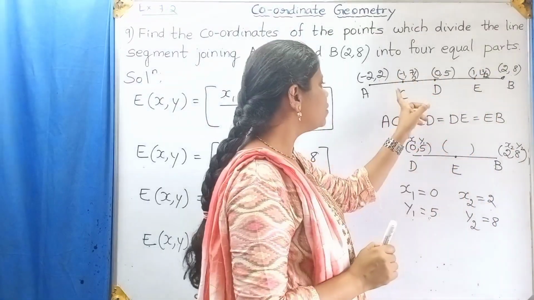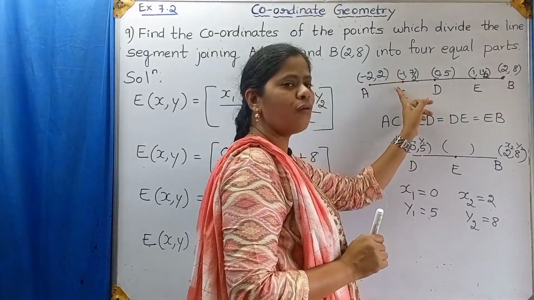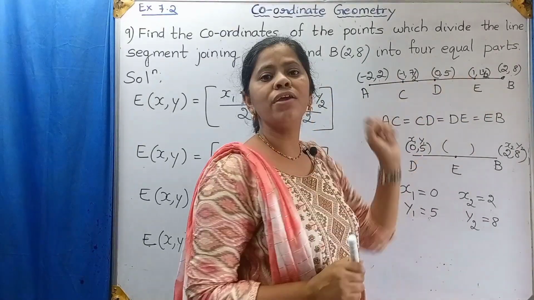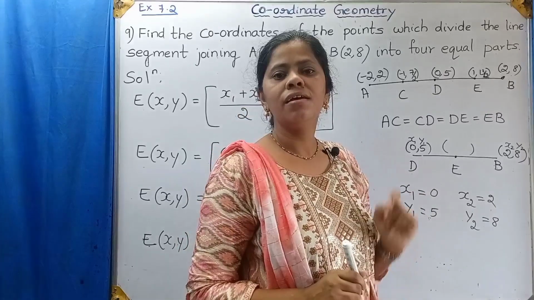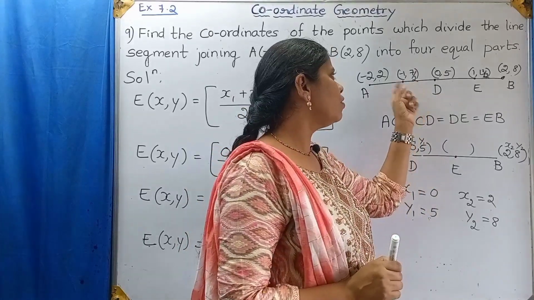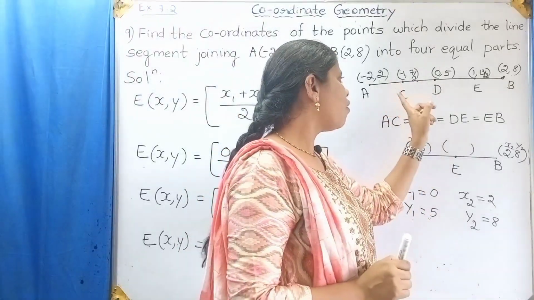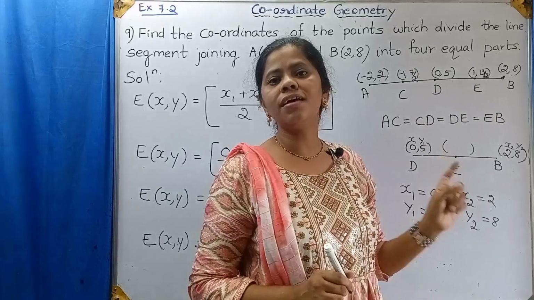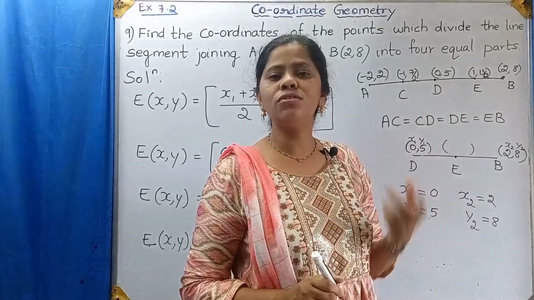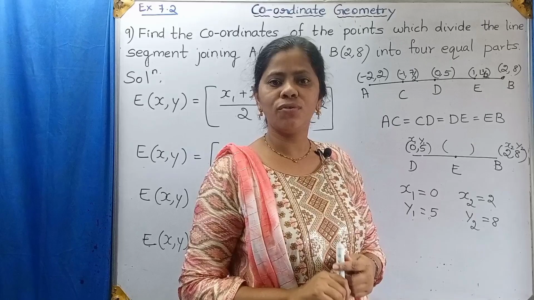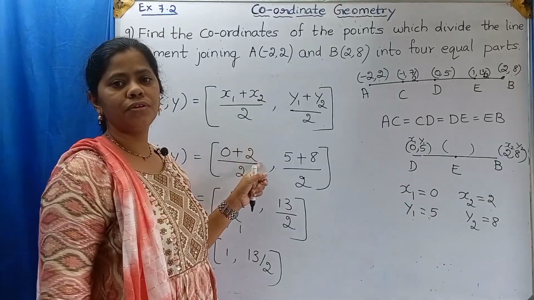Okay. Now look at this. We have found the coordinate of the point C, D and E by using the midpoint formula. Now we are going to find out the coordinates of the points C, D, E by using the section formula. You can choose any one of your choice. Okay. Let me rub the board.